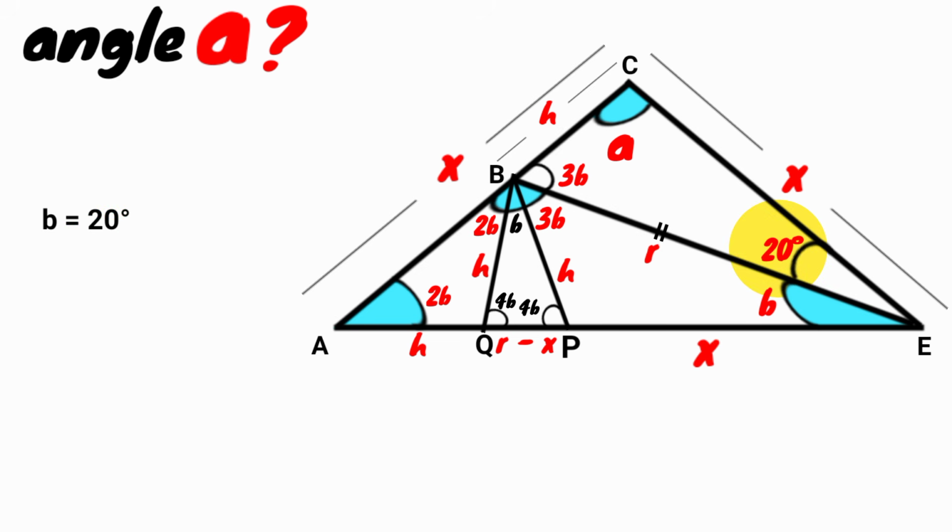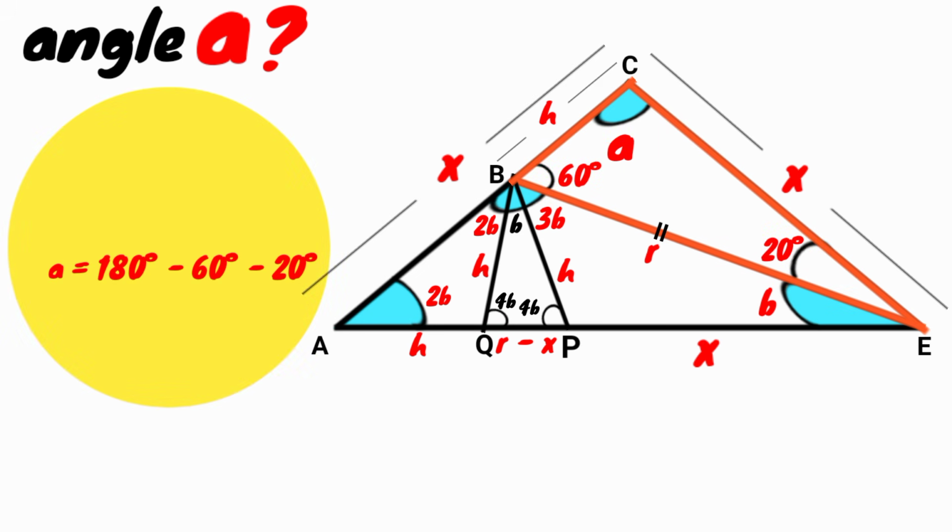That is, this is 20 degrees. Put it here. 3 times 20 degrees is 60 degrees. From this triangle, this A must be 180 degrees minus this 60 degrees and this 20 degrees. So A equals 180 minus 60 minus 20, which is 100 degrees.